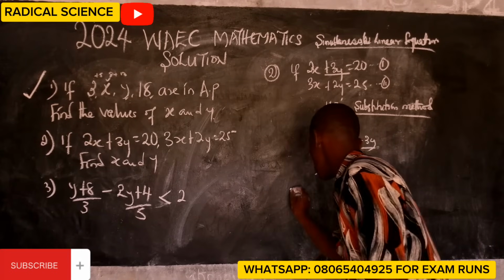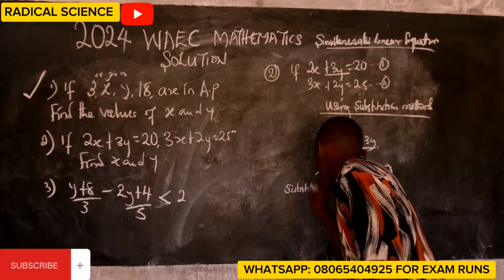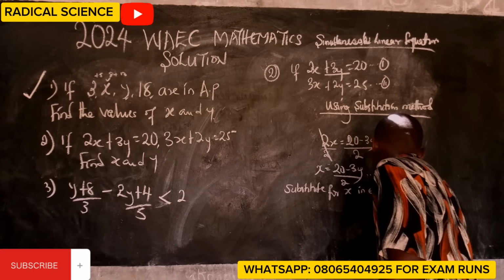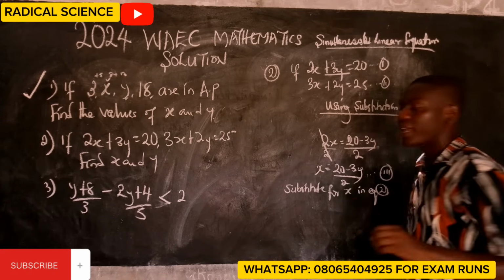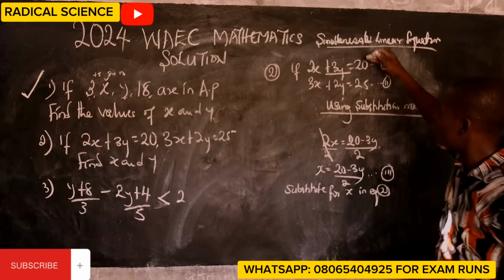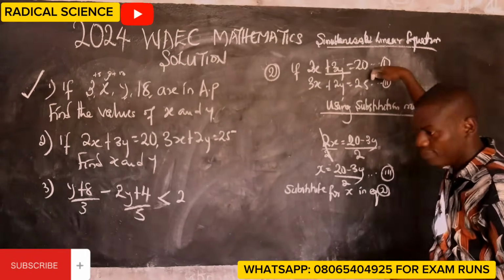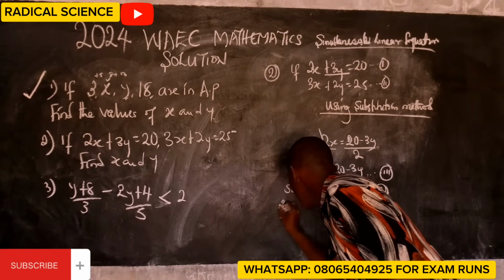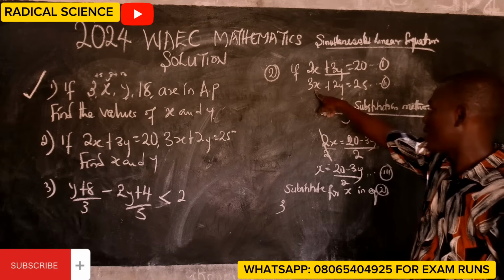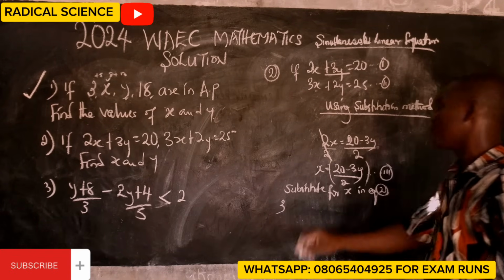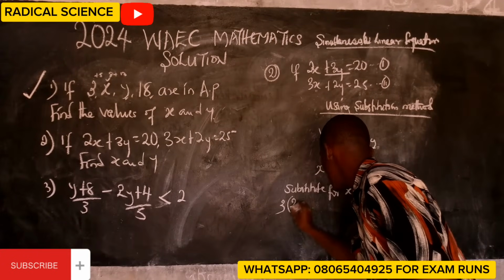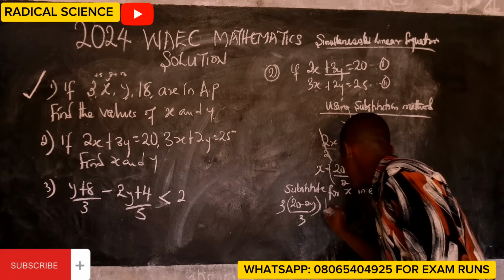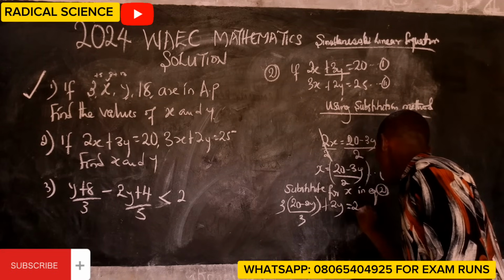Now the next thing we are going to do is to substitute for x in equation 2. Please, all these things are very, very important. You must form equation 3 from equation 1. And you must substitute for x in equation 2. Look at it, in equation 2 I have 3 times x, the presence of x here. Now x has been noted for this value in equation 3. I'm going to have 3 times (20 minus 3y) over 2 plus 2y equals 25.